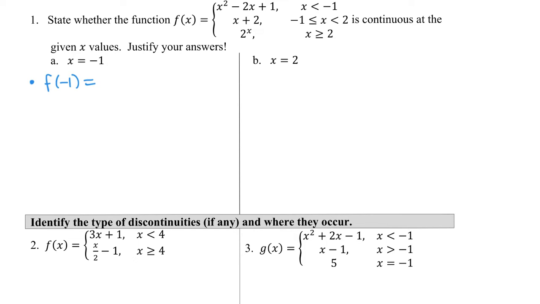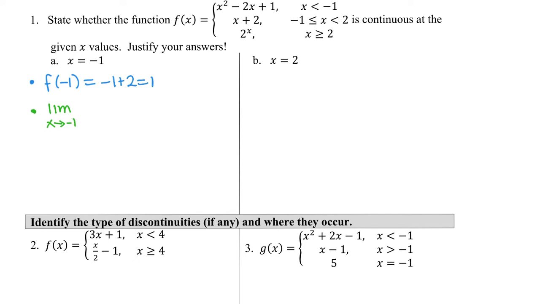If x equals -1, that would be this function. So that's -1 plus 2, which is 1. Now we have to also show that the limit as x approaches -1 exists. So let's define the limit, the limit as x approaches -1.